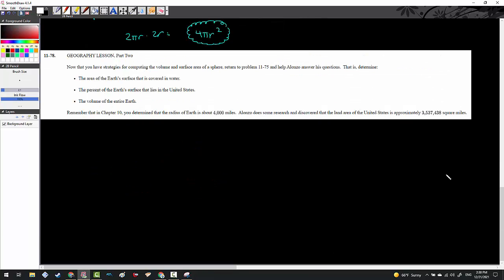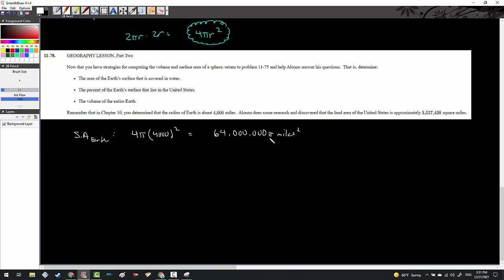All right, let's finalize Alonso's research here that talks about the area of the surface that is covered in water. So let's go ahead and find the surface area of the Earth. It does say that the radius is about 4,000 miles. So if we do surface area of Earth, that's going to be 4 pi r squared, which is going to be about 64,000,000 pi miles squared.